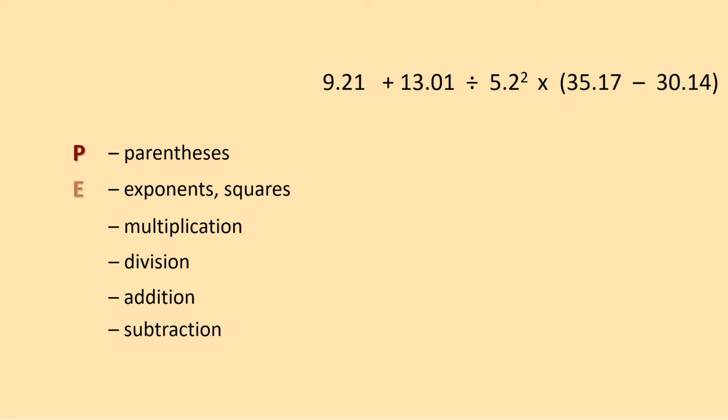When we take the first letter of each one of these operations, we get the acronym PEMDAS. So let's apply our rules to our equation. Now we do have a set of parentheses, so we would take care of whatever operations were in there first. In this case, it would be subtracting 30.14 from 35.17. Now, even though this operation is a subtraction, because it appears in those parentheses, we would do this operation first.